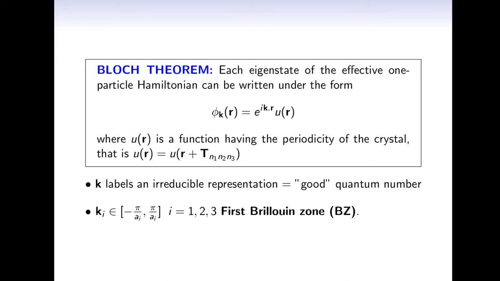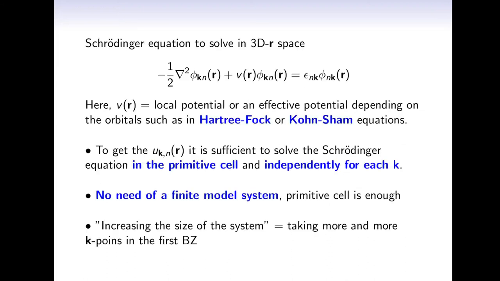And the domain of variation of k is, of course, the first Brillouin zone, defined as usual. Now, when you have done that, you have to solve the Schrödinger equation essentially, and this is what is important, in the primitive cell. Essentially, it's enough. You solve this equation for each k, small k, and since there are different symmetries for different k, you solve it independently, your Kohn-Sham or Hartree-Fock.